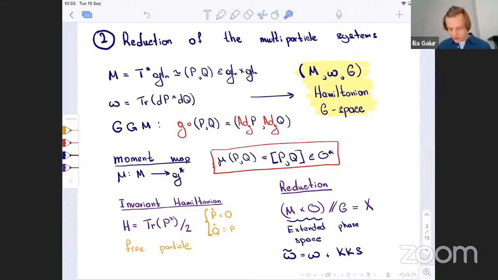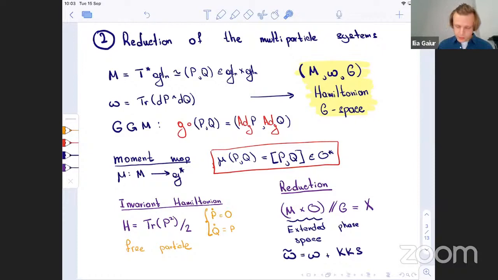We consider the extended space. We take our phase space, the tangent bundle to GL_N, to the algebra gl_N, and we take a direct product with the coadjoint orbit in gl_N and do just a Marsden-Weinstein reduction by the group action, which acts the same on the phase space and by adjoint action on the orbit. And the symplectic form on this space is just the symplectic form we already introduced, and the Kirillov-Kostant-Souriau form for the coadjoint orbit. So generally, what do we obtain?